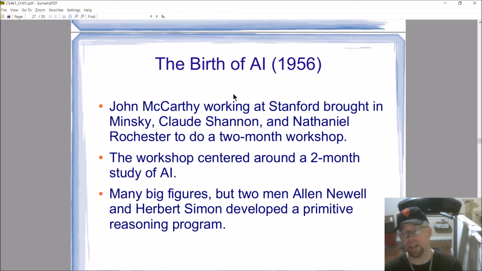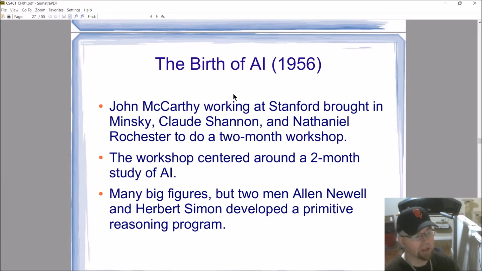Or he was working at Stanford. I guess they got together, maybe it was at Carnegie Mellon. Whatever, I can't remember exactly where. But the big thing is that they got together and had a meeting of a bunch of really important people, movers and shakers, thinkers at the time in AI. And so what they said is, okay, we're going to have this 2-month workshop, and at the end of this workshop, there are some goals that we're going to try to accomplish, right?